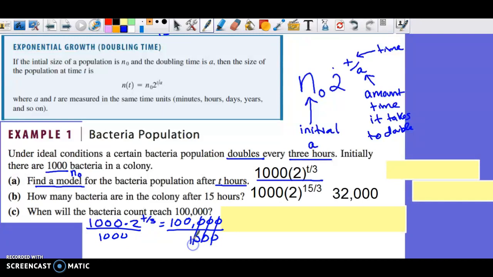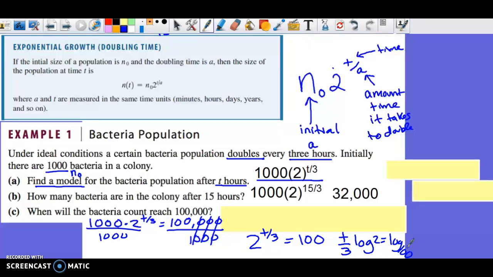And that gives me 100. So then I have 2 to the t over 3 equals 100. And I'm going to have to take the log on both sides in order for this power to come down. So I'm going to take the log, and that's going to give me t over 3 log 2 equals log 100. And you're going to do the rest in your calculator.